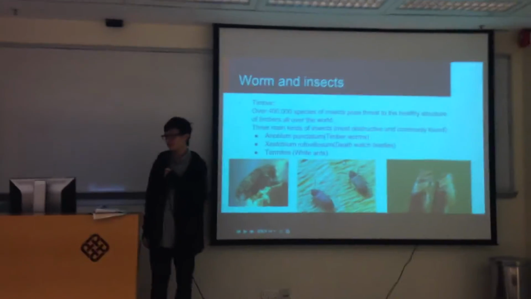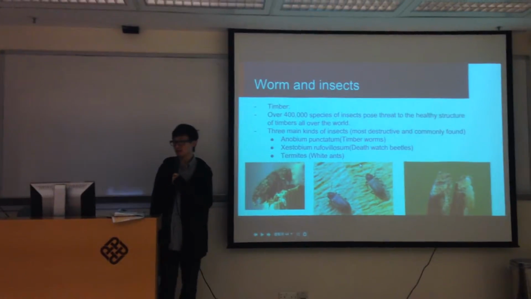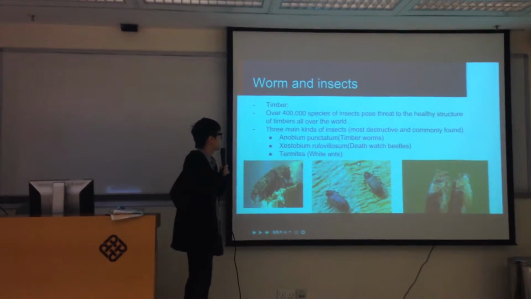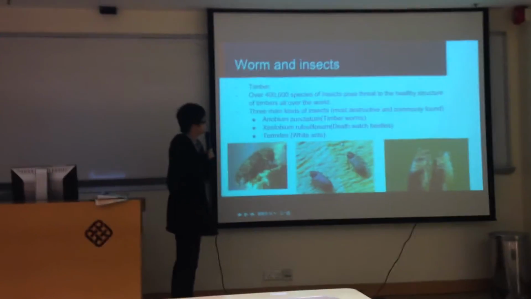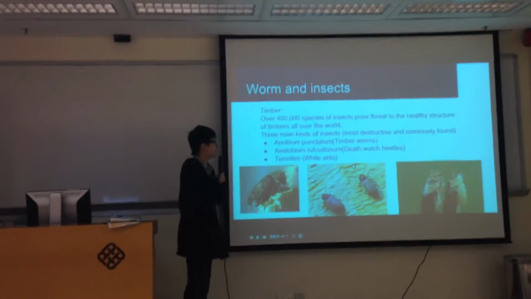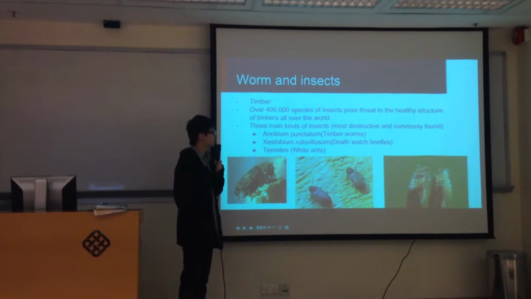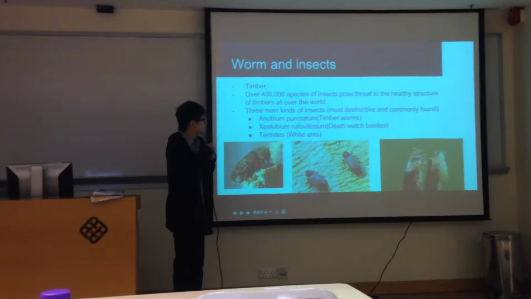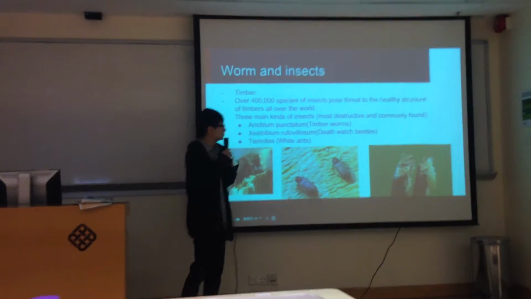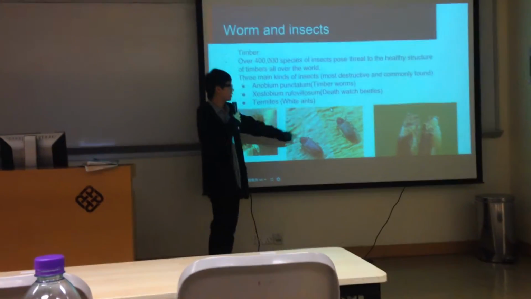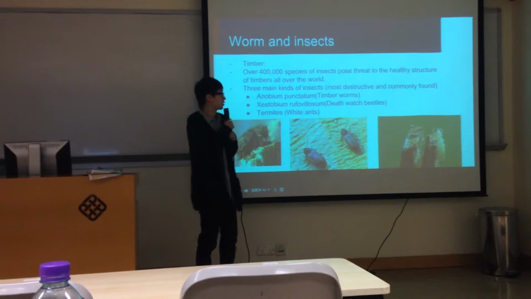There are over 400,000 species of insects that pose a threat to the healthy structure of timbers all over the world. I classify three main kinds of insects which are most destructive and commonly found in the world. The first one is timber worms, the second one is the death watch beetles, and the third one is the termites, which is also called white ants.